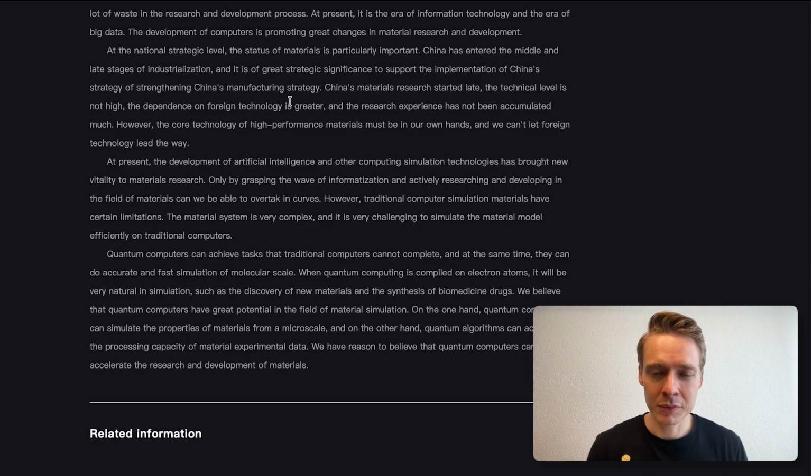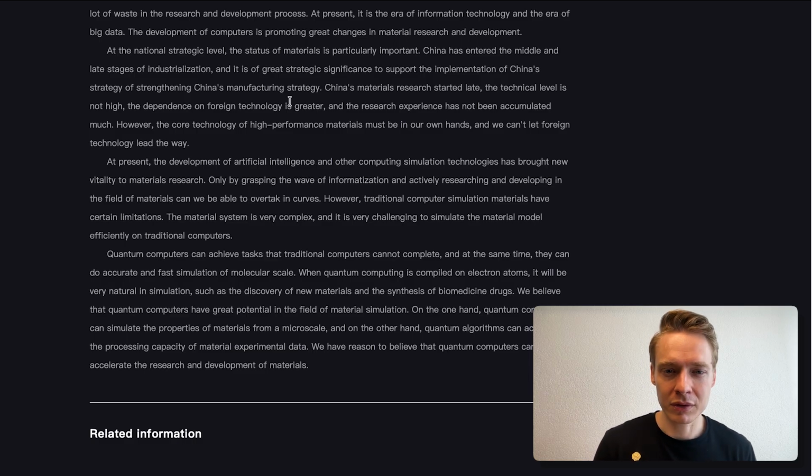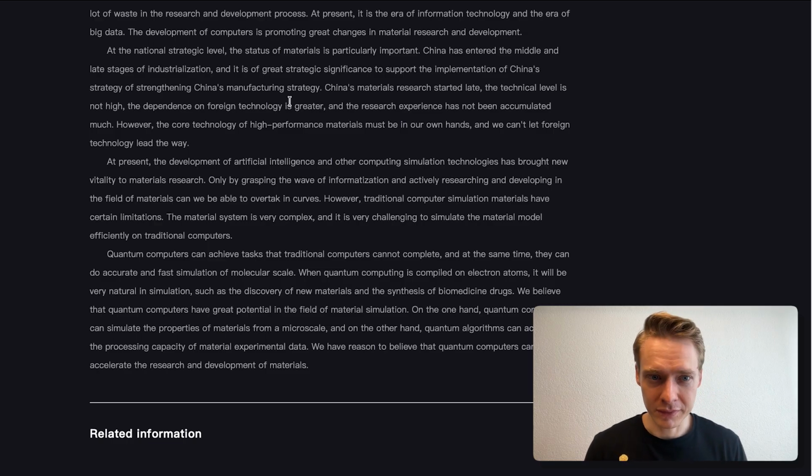However, traditional computer simulation of materials has certain limitations. The material system is very complex, and it is very challenging to simulate the material model efficiently on traditional computers. Quantum computers can achieve tasks that traditional computers cannot complete, and at the same time, they can do accurate and fast simulation at the molecular scale.